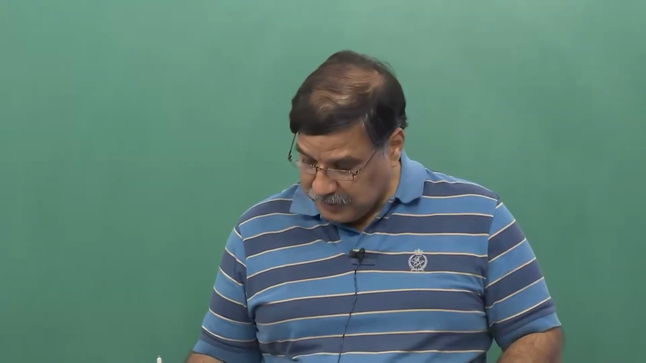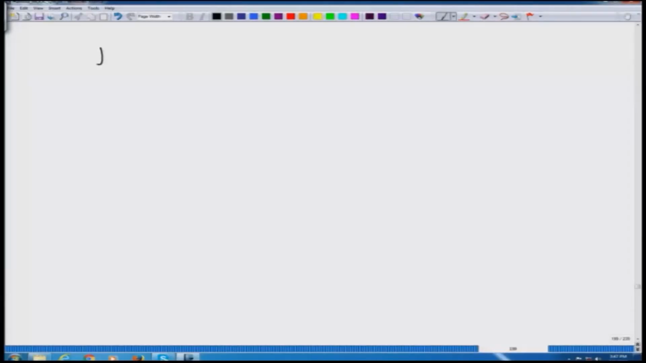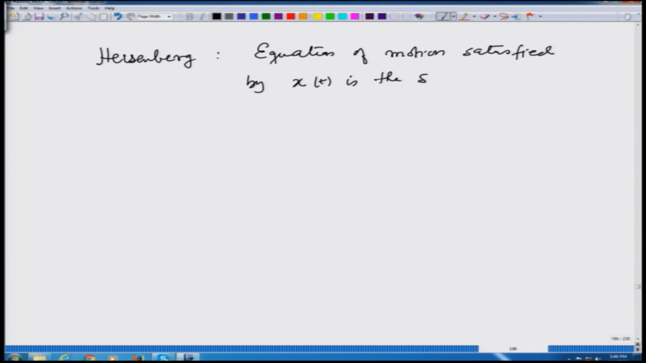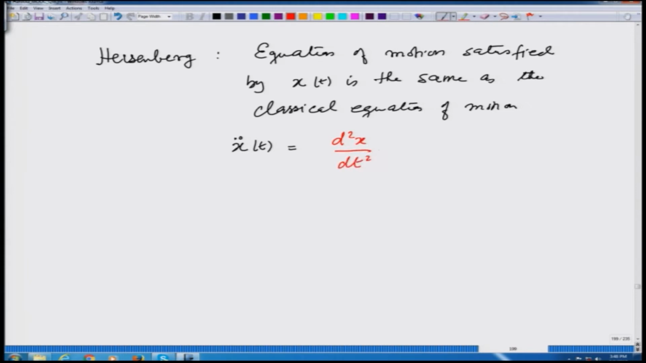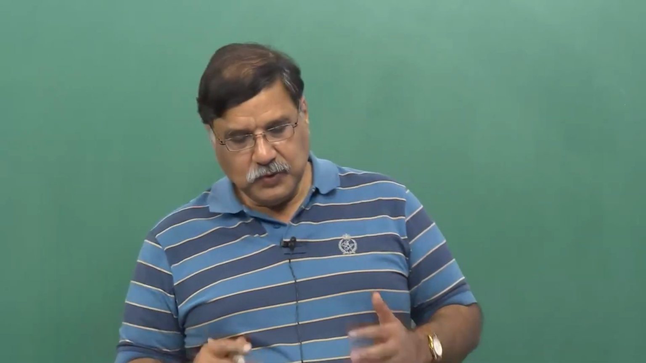What we are going to do now is write what the dynamical condition should be. So, what Heisenberg proposed is that the equation of motion satisfied by x(t) is the same as the classical equation of motion. That means x double dot t, which is the same as d 2 x over d t square, is going to be equal to f(x) divided by m, except that now each x and each f(x) has to be calculated using these matrices. And then you solve the problem.